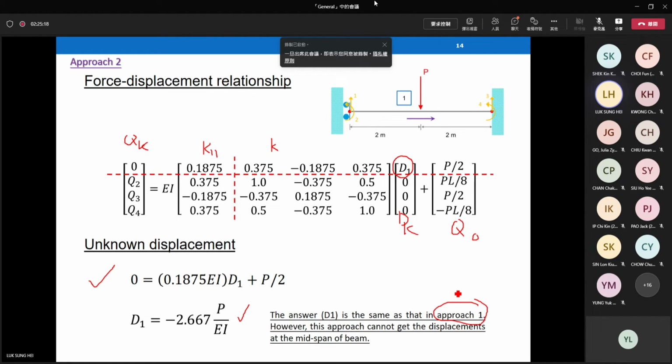But the consequence of this method is that for approach 2, you cannot find the values at the middle because there is no node at the middle. So we have no information at the midspan. But there is no need because I did not ask you to do so. I just asked you to find the slider displacement, not the middle.